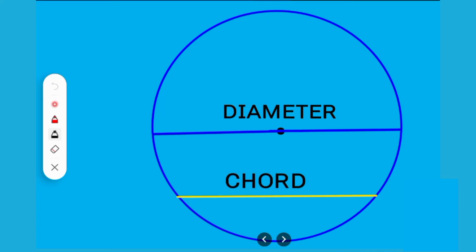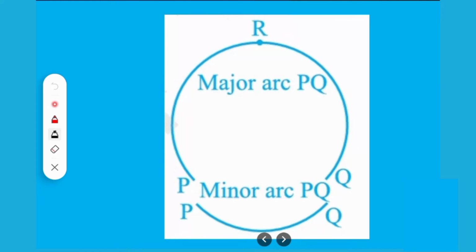The chord is the line which touches the circumference, but not every chord goes through the center. If a chord goes through the center, that is known as the diameter. That is the basic difference between chord and diameter.